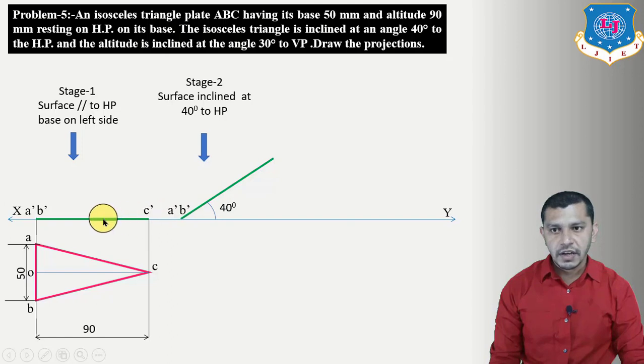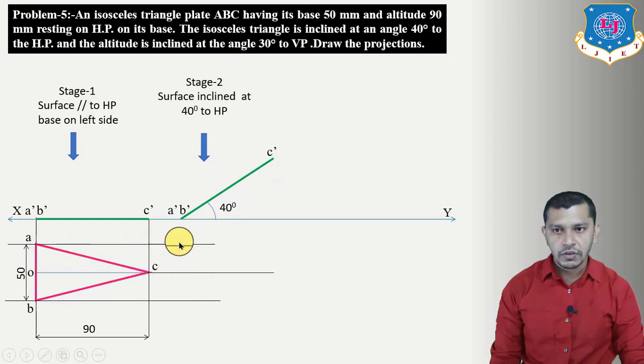So this is A dash B dash, and this will be our C dash at the same distance from A dash B dash to C dash. Now if you want to draw the plan when the surface is inclined at an angle of 40 degrees, first of all we have to draw the locus of A, C and B from the plan of the first stage, and then after we have to take the projector of ABC from the elevation. So draw the projections. Here we will get A1 B1, here we will get C1, and connect this A1 B1 C1.